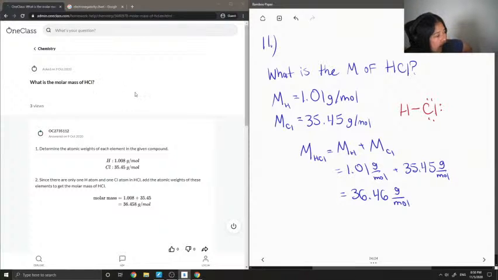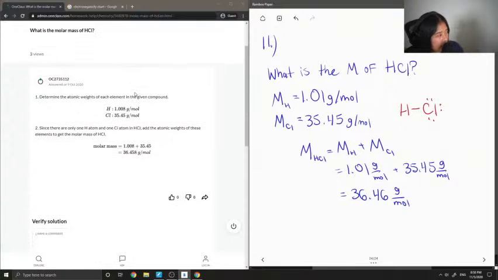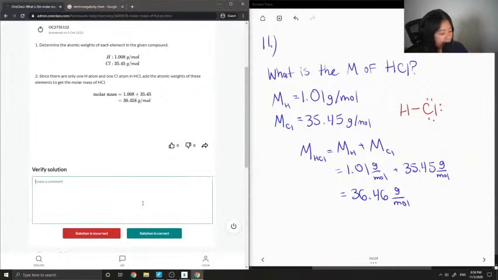Okay, so let's see the answer from our junior tutor. Step 1, determine the atomic weights of each element in the given compound. Hydrogen 1.008 grams per mole and chlorine 35.45 grams per mole. Step 2, since there are only 1 hydrogen atom and 1 chlorine atom in HCl, add the atomic weights of these elements to get the molar mass of HCl. And they got 36.458 as well. So this solution is correct.